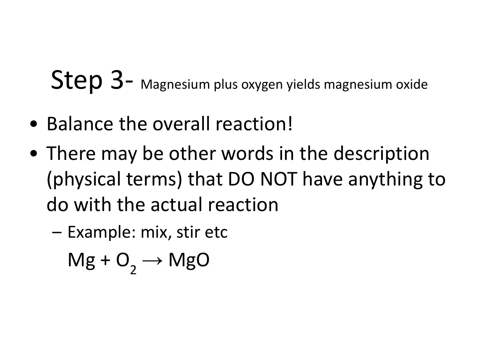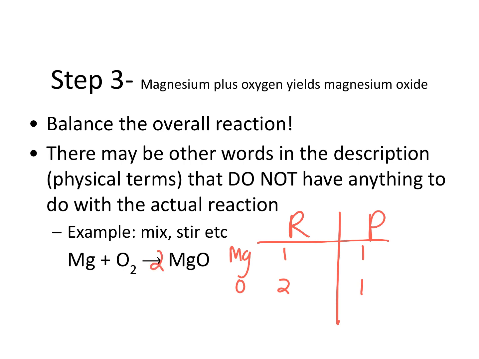Now I have to balance my overall reaction. So I've got my reactants and products. I've got my Mg and my O. I have 1 Mg on my reactants, 1 on my products, 2 oxygens in my reactants, and only 1 in my products. So I have to add a 2 over here to balance out those oxygens, and then if I add a 2 in front of here, then I get my 2 magnesiums. This is my balanced equation.